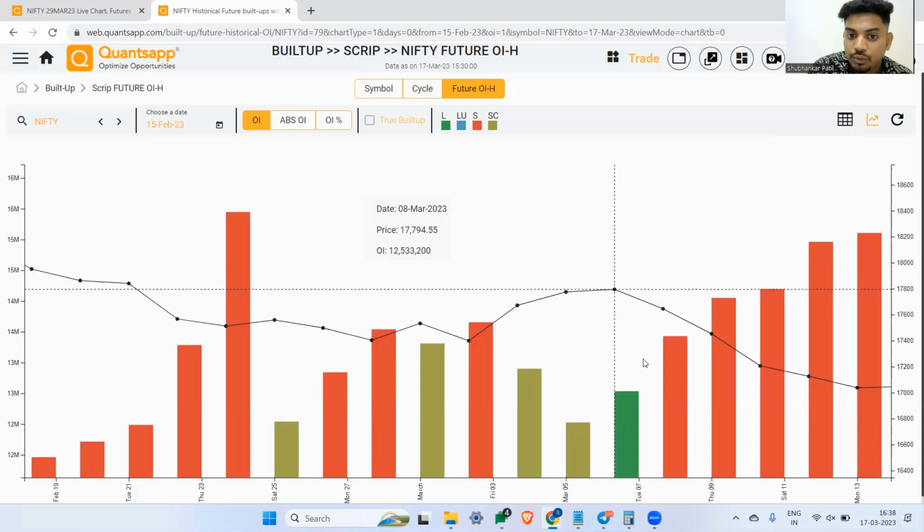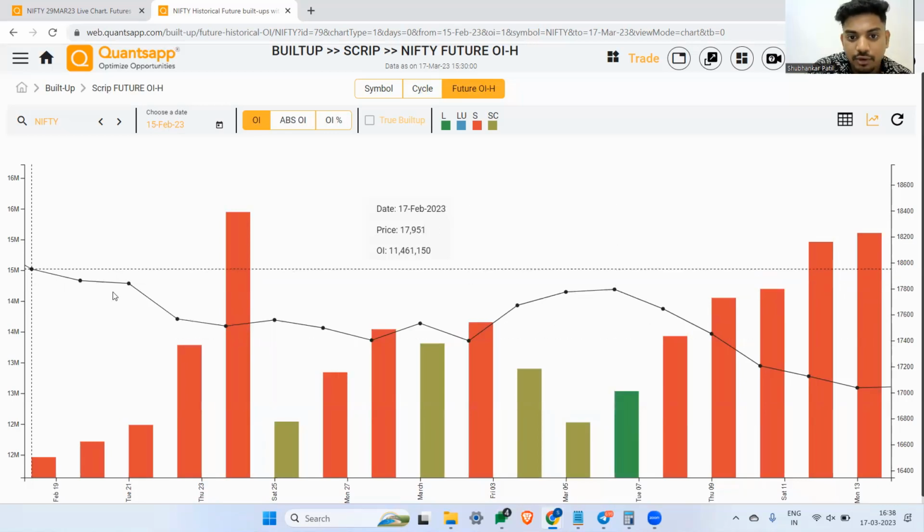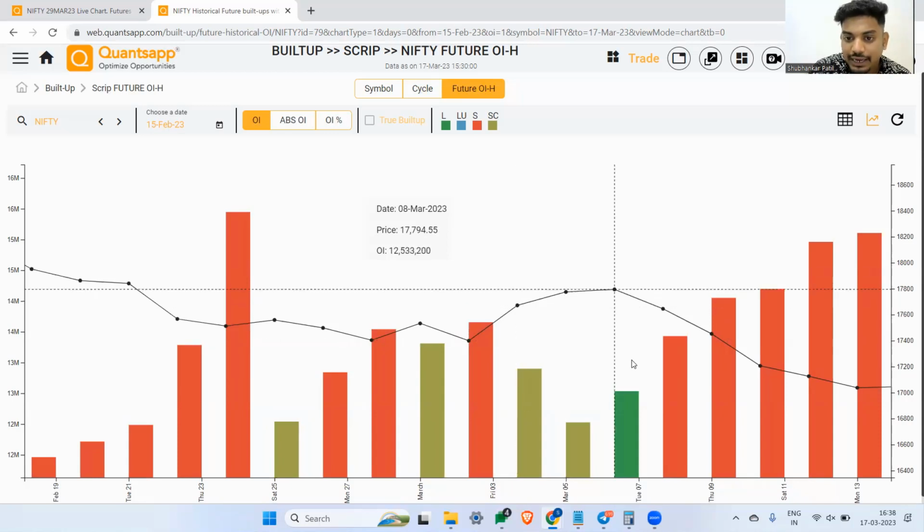17,774 to 17,794. How much was the positive move which happened in Nifty? 20 points. Nothing. Market has collapsed all the way from 17,900 to 17,300. In front of that, there is just a 20-point up move happening in Nifty, and the open interest has gone up, so it is showing you long. Okay, we can't help it, it will show you long.